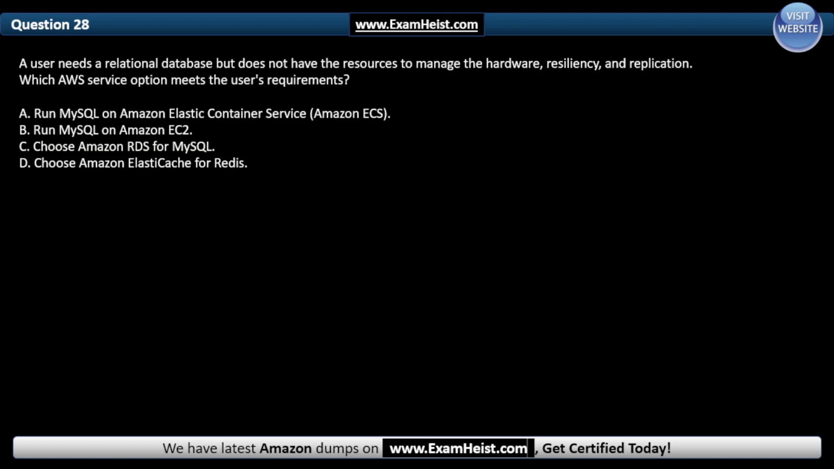Question 28. A user needs a relational database but doesn't have the resources to manage the hardware, resiliency, and replication. Which AWS service option meets the user's requirements? The correct answer is C. Amazon RDS for MySQL.